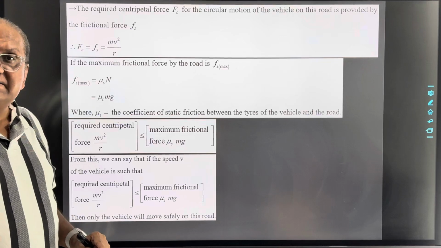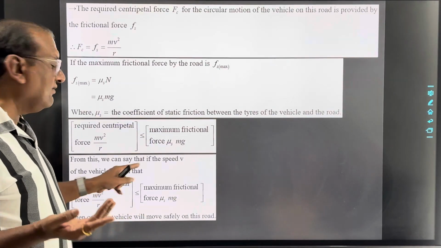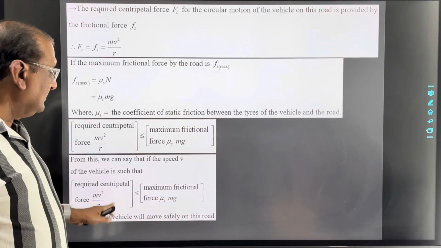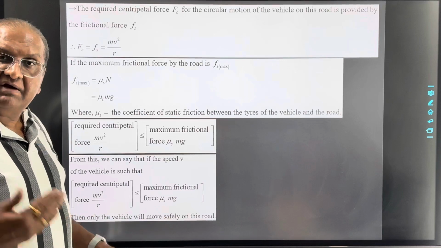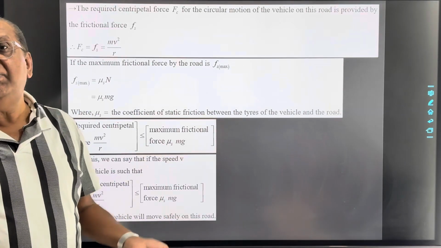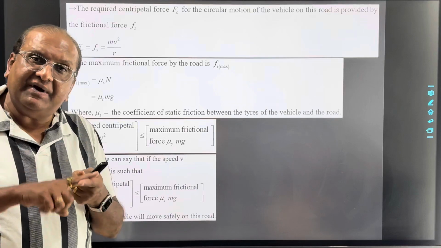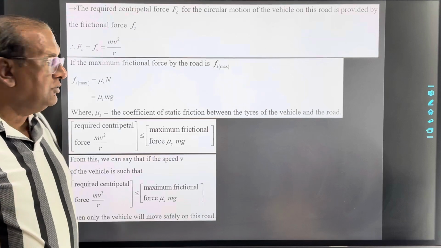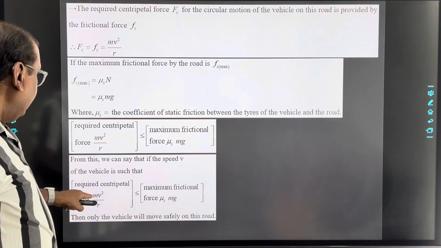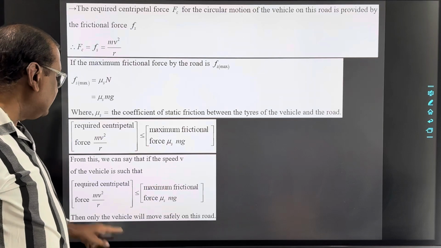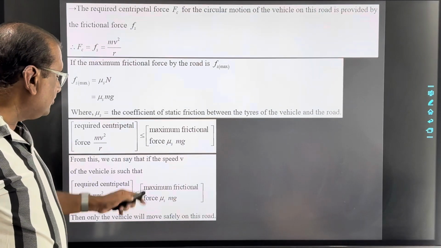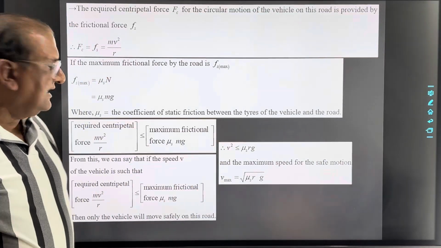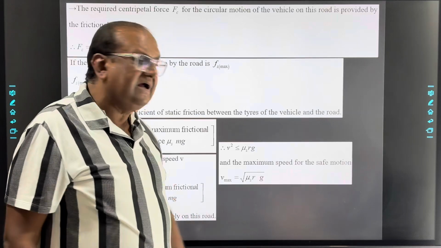Suppose here the velocity increases, then this required force increases, but maximum friction provides only this much force. If your required force is greater than this one, who will provide it? So in that particular case, your vehicle will slip off from the road, right? So here we can write m cancels. If we take r on this side, then v square should be less than or equal to mu s r g. So v maximum should be equal to under root mu s r g.